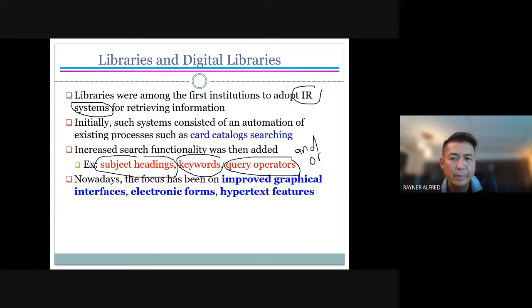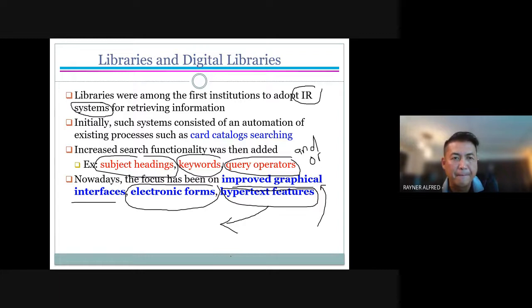Nowadays, the focus has been on improved graphical interfaces. How do we design a good interface? And then all in digital format. And we also have hypertext features in which we can link to another document. Okay.